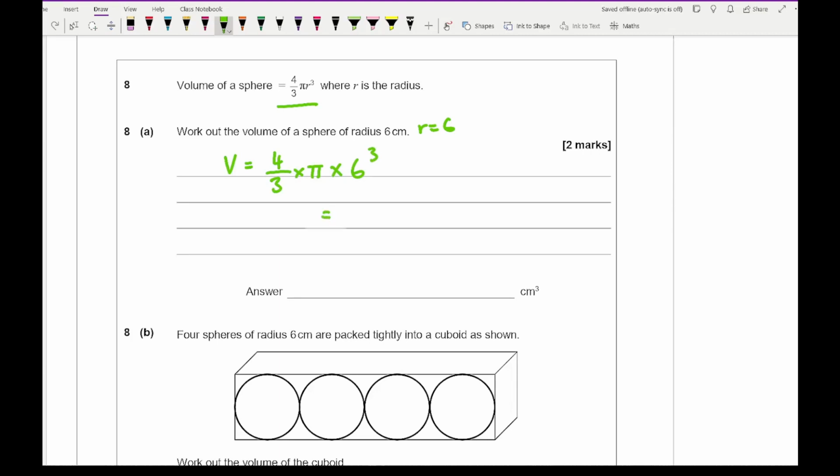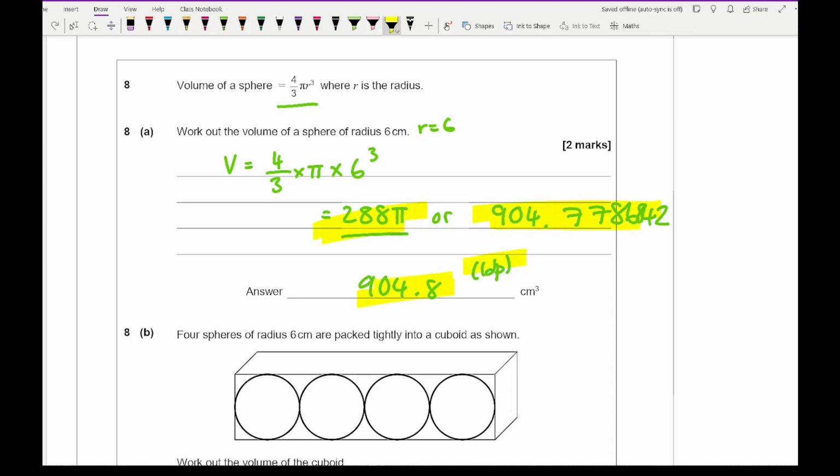Then if I type that all into my calculator, I get an answer of 288 pi. Or I can convert it into a decimal, which is 904.778642, 842 I should say. And then round that up, you could say 904.8, and then just state what you rounded it to. So any of those answers would be absolutely fine. But if you're rounding, make sure you are stating what you've rounded it to.